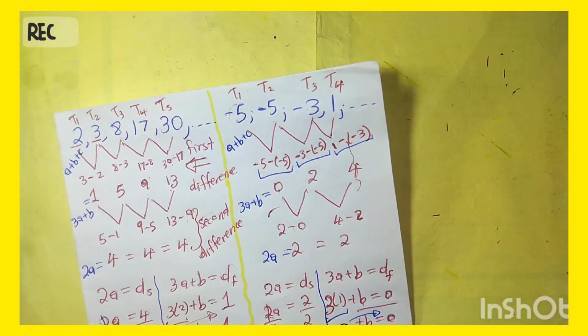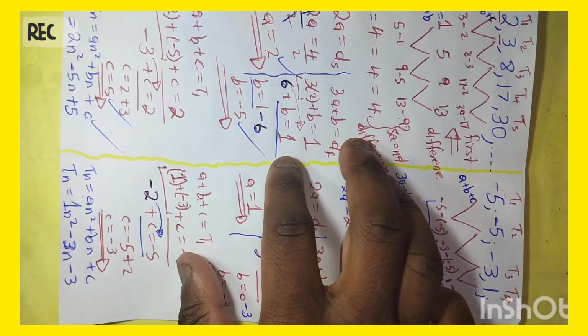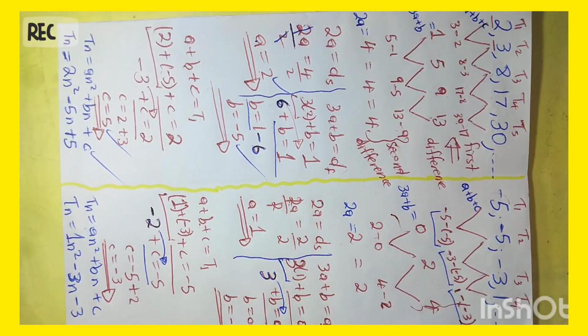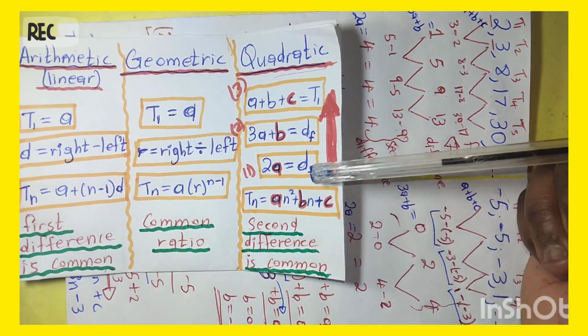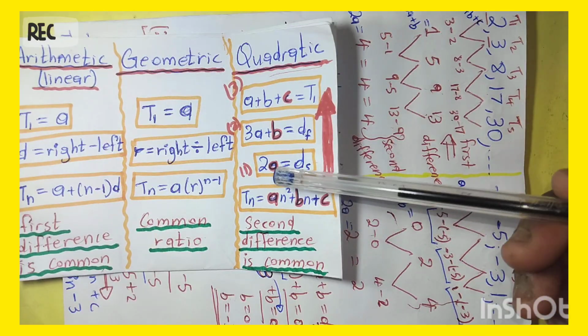So this is how, guys, you are supposed to determine the general equation of a quadratic sequence. You just need to know these equations from here until there. You solve a, b, c.